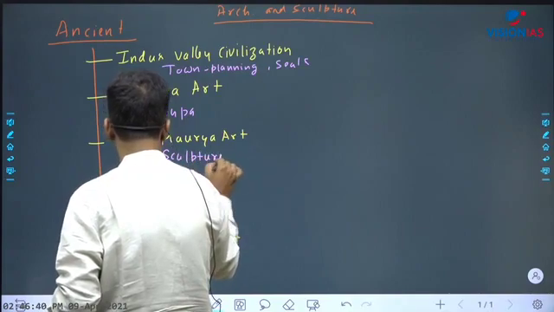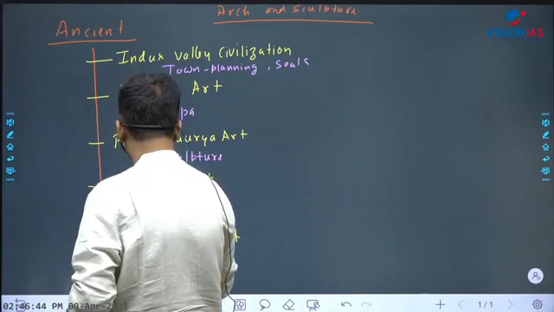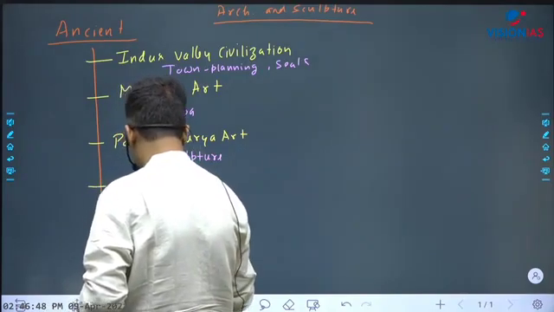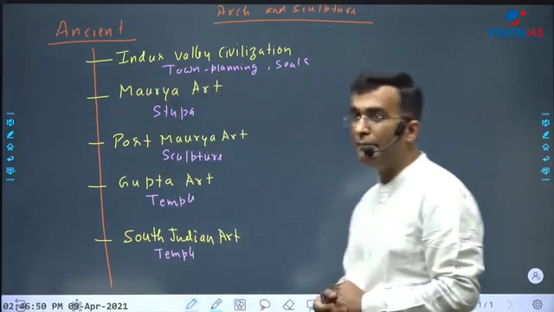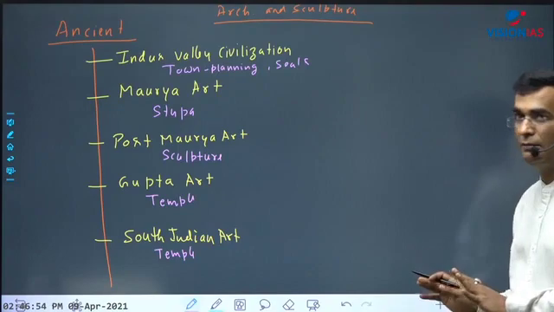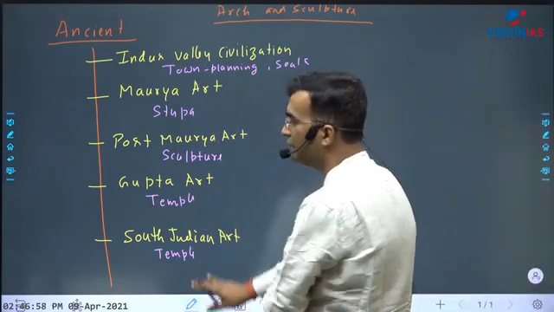Highlight is a sculpture. And in Gupta art, highlight is temple. And in South Indian art, highlight is temple. But there are many other things also which we will be reading, but I'm just writing the highlight of all these periods. So these are the highlights, meaning the most important architectural features of this period.